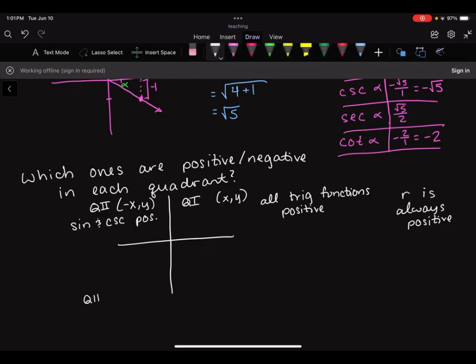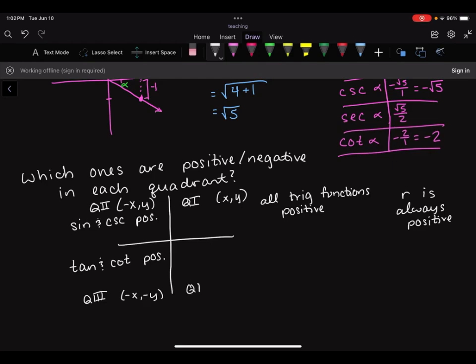If we look at quadrant 3, it has negative x's and negative y's. So we want to think about what sine, cosine, and everything is doing. Sine is going to be negative y over positive r, so that one's going to be negative. Cosine is going to be a negative x over a positive r, so that's also going to be negative. Now tangent is going to be a negative y over a negative x, so we're going to see those negatives cancel. So in quadrant 3, tangent and cotangent are going to be your only positive functions.